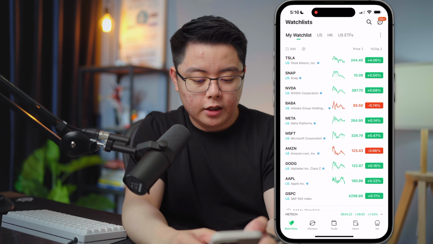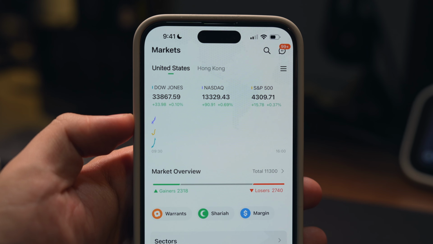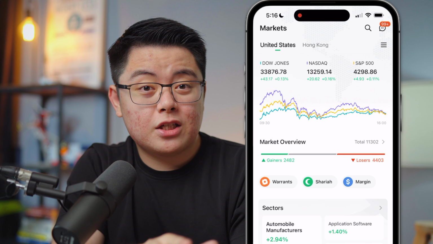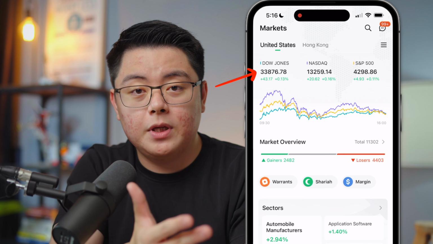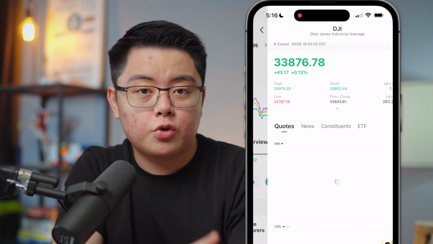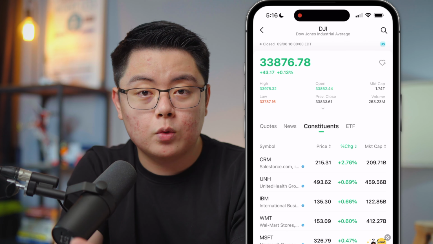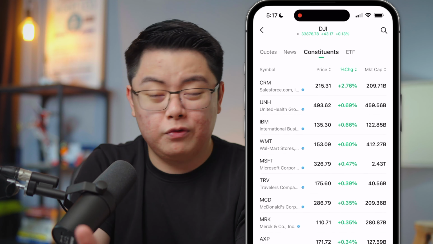Anyways, if you head to the markets tab, this is where you can get an overview of the entire US and Hong Kong stock market. I'll just focus on the US one. You will see these 3 big stock market indexes: Dow Jones, Nasdaq and also S&P 500. They are the 3 largest stock market indexes for the US, where Dow Jones tracks the top 30 companies in the US like Intel, Caterpillar, Goldman Sachs, Walt Disney, etc. Usually they are those less growth and more of those value stocks.